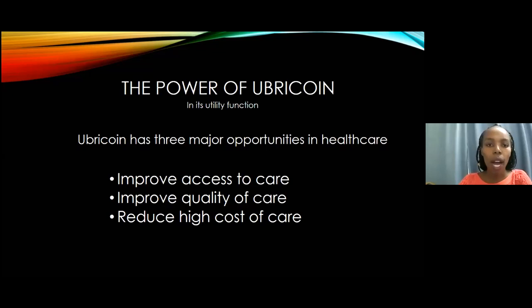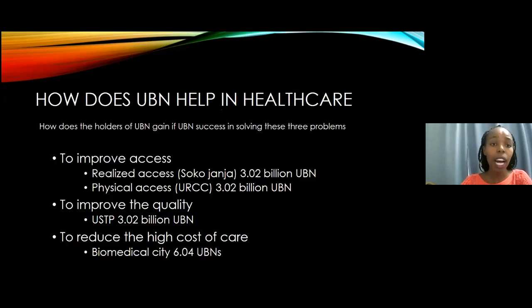Then towards the utility function of Ubricoin, Ubricoin has three major opportunities in healthcare, and this is why we created Ubricoin. We created Ubricoin to improve access to care. We created Ubricoin to improve quality of care, and we created Ubricoin to reduce the high cost of healthcare. And how does UBN help in healthcare? To improve access, we have two types of access. We have realized access and physical access.